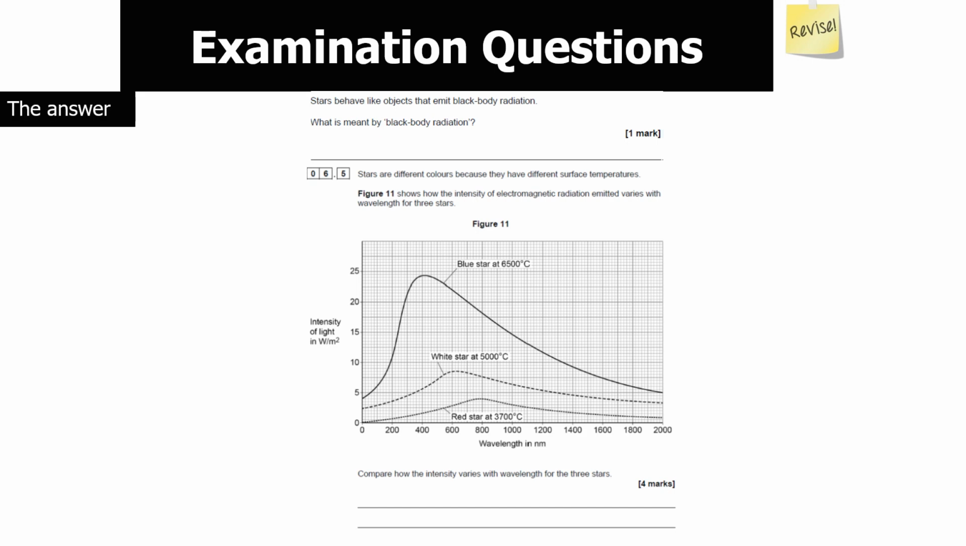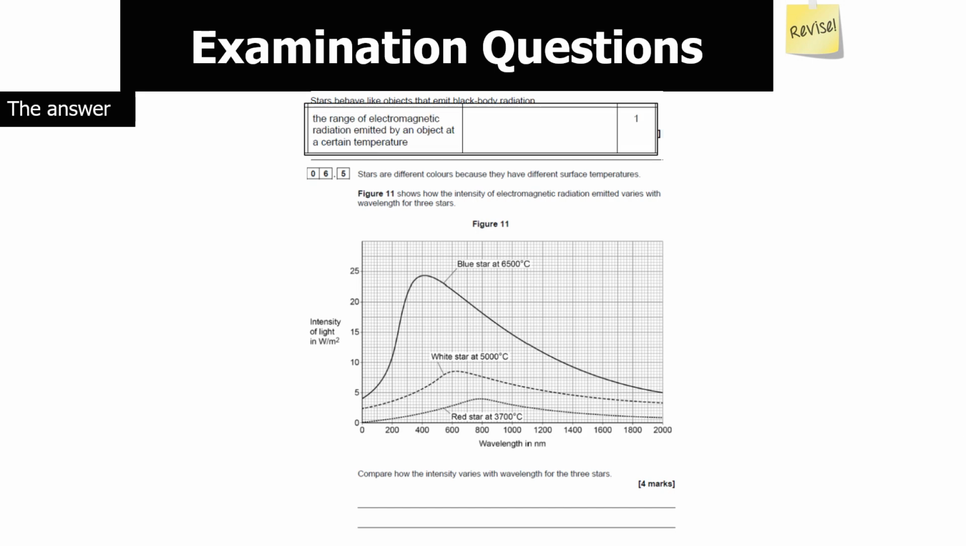Right, in this first one, it's just a definition you've got to learn. So a blackbody radiator is an object that emits all parts of the electromagnetic spectrum. Okay, so there's a range of electromagnetic radiation emitted by an object at a certain temperature. Now the next question is just looking at the information and making sure you fully describe it.